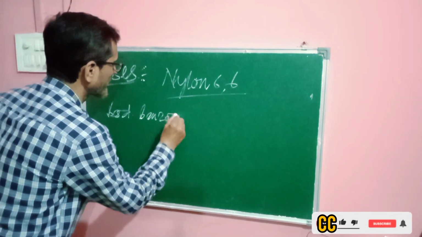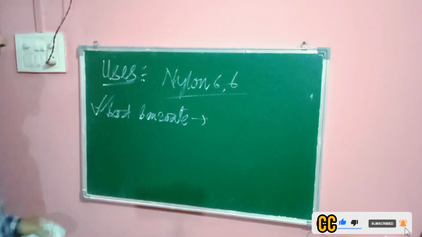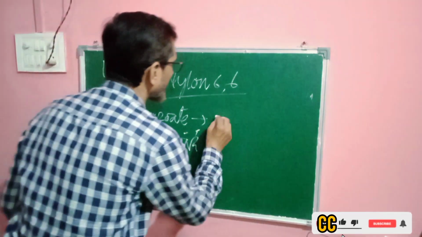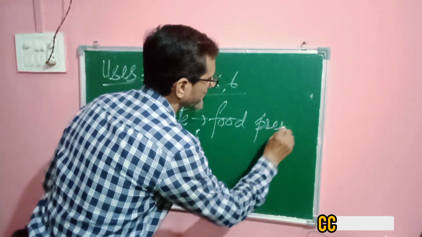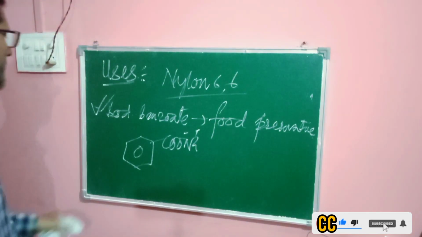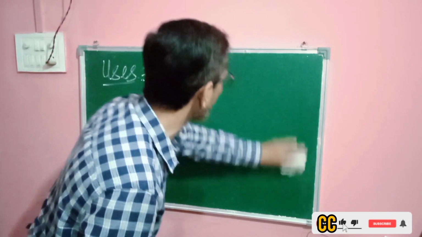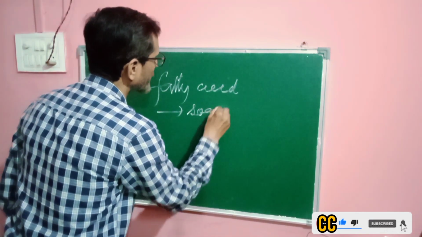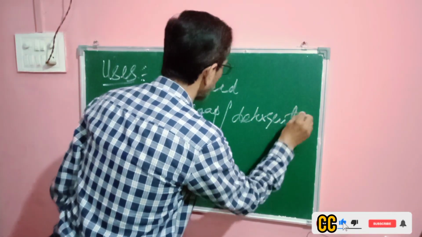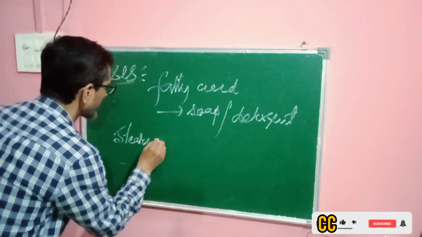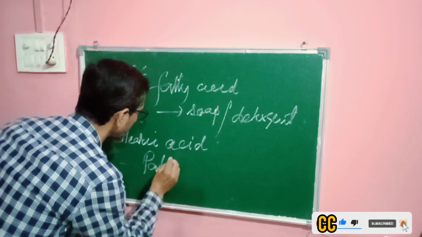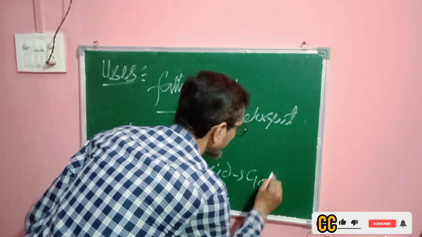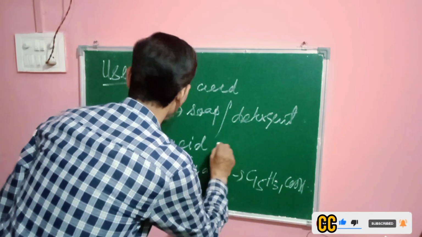Sodium benzoate is a very important question, very often asked in higher entrance exams. Sodium benzoate is a very good food preservative. And fatty acid: in the very first class I told you what a fatty acid is. Higher fatty acids are used for making soap and detergent. I gave you stearic acid and palmitic acid in my first class.